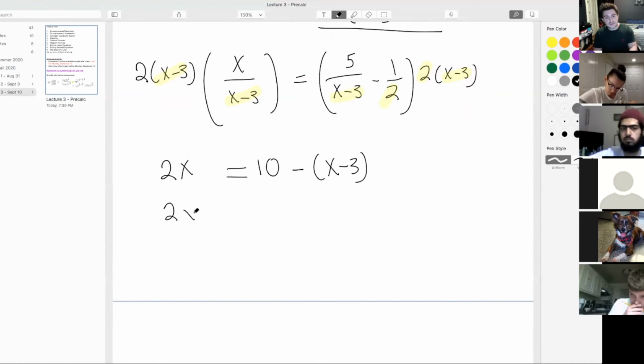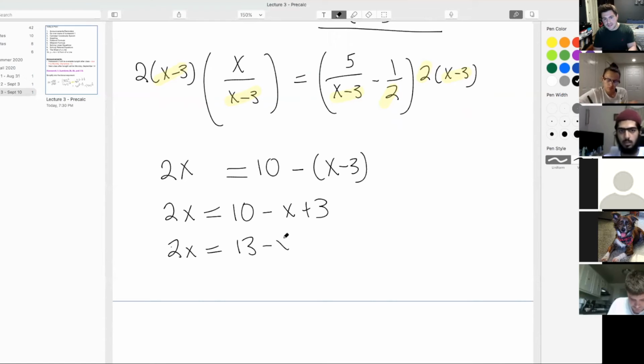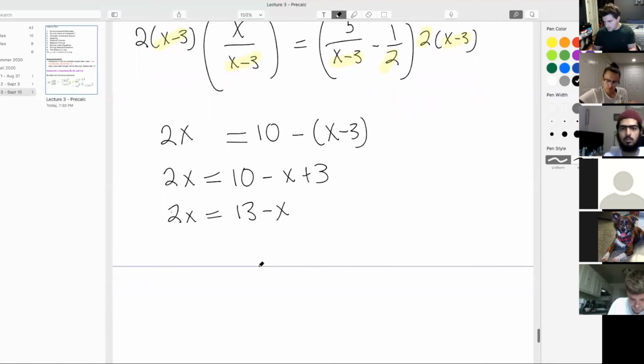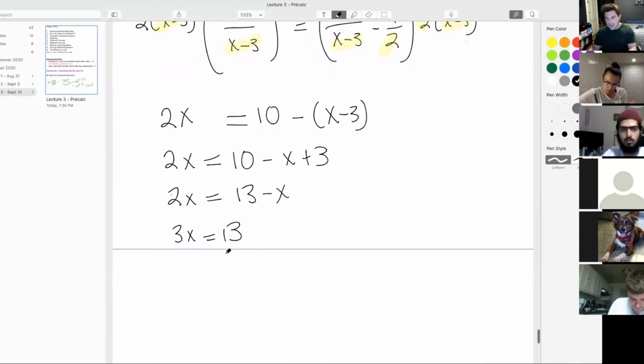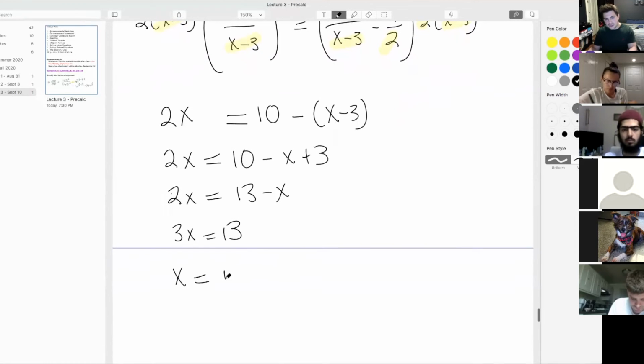So this will be 2x is equal to 10. Let me distribute the minus signs. It'll be negative x plus 3. This is the same as 2x is equal to 13 minus x. Right? Yep. Now let me add x to both sides. So this is 3x is equal to 13. And the final answer will be x is equal to 13 over 3.